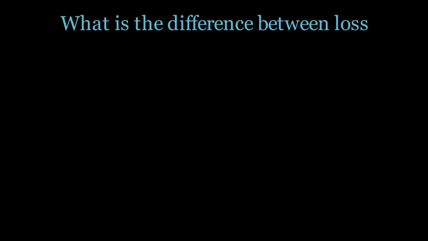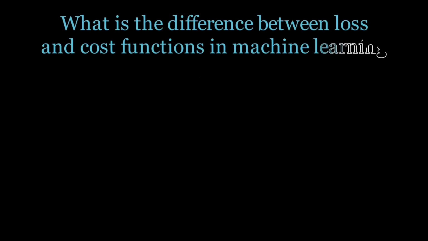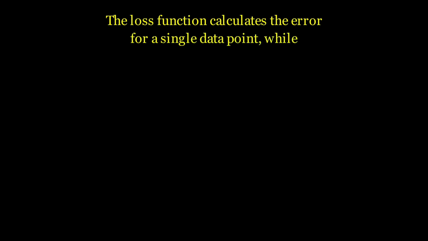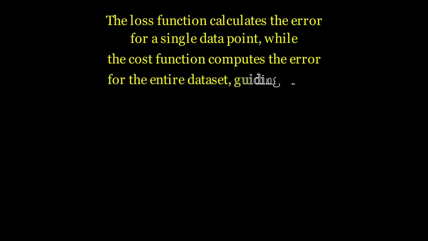What is the difference between loss and cost functions in machine learning? The loss function calculates the error for a single data point, while the cost function computes the error for the entire dataset, guiding model optimization.